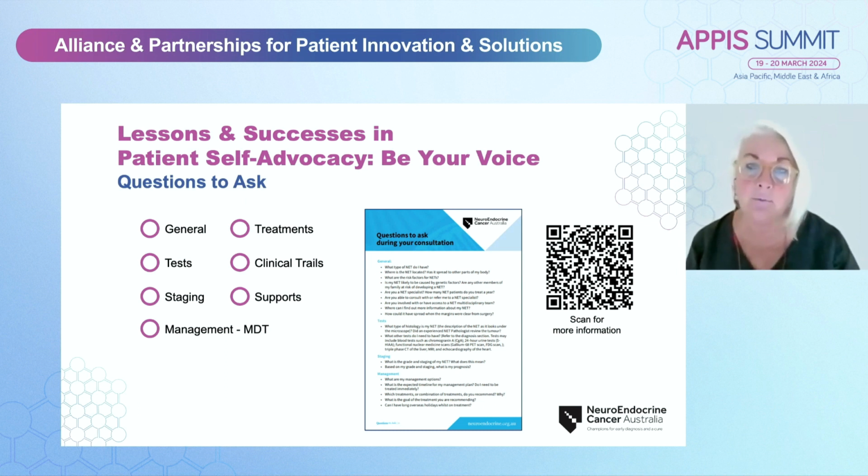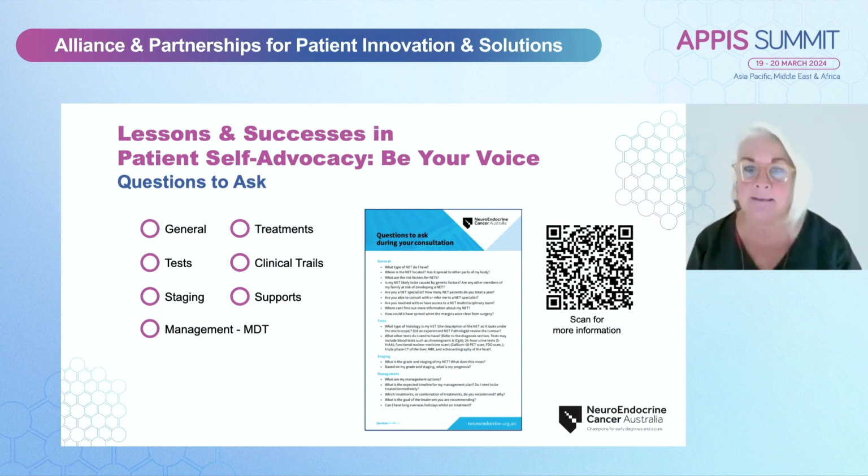Staging, we need to know where the cancer or your disease is and where, if anything, it's spread to other organs so that we know what the prognosis is. With neuroendocrine cancer and many cancers, it's really important to have your management done by a multidisciplinary team so that you can get the input of all the doctors from different specialties and get the best outcomes.